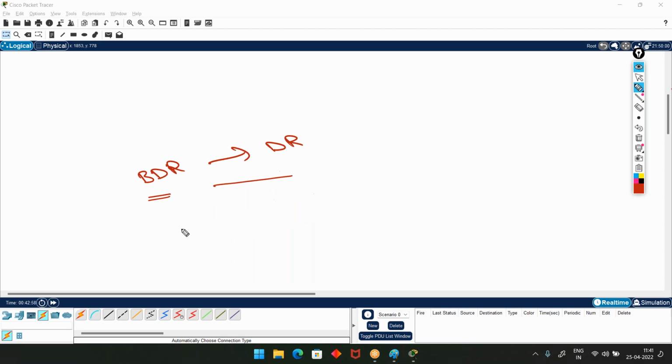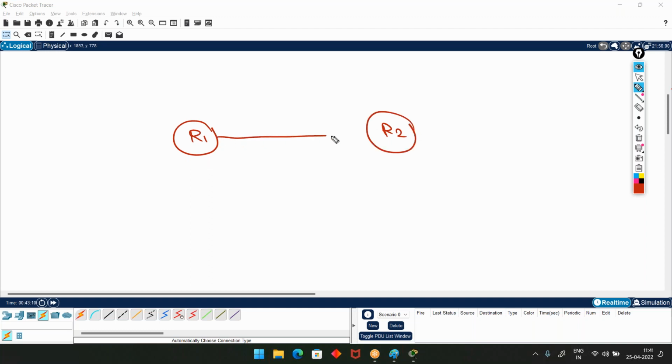Check this. I will give you an example. There are two devices here, the R1 router and R2. These two are the DR and the BDR. In R1 there is network information, and in R2 there is network information, 24. So what is your assumption here?